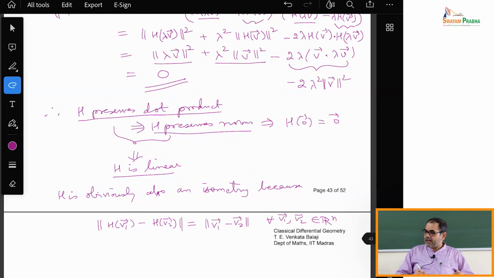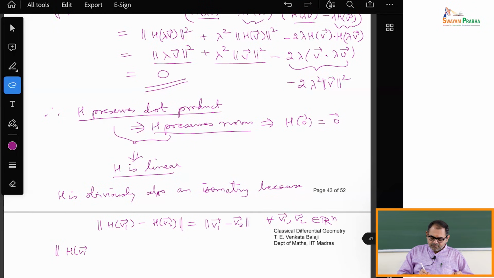And why is this true? So how do you prove this? Again, you want to prove equality of two norms, try to prove equality of squares and then link it to the dot product. The square of the norm is dot product with itself. So you see, if you start with norm of HV1 minus HV2 squared, you will get, this is HV1 minus HV2 dot HV1 minus HV2.